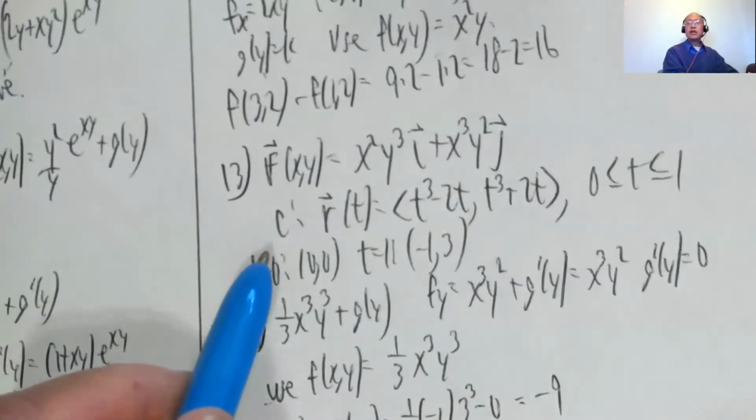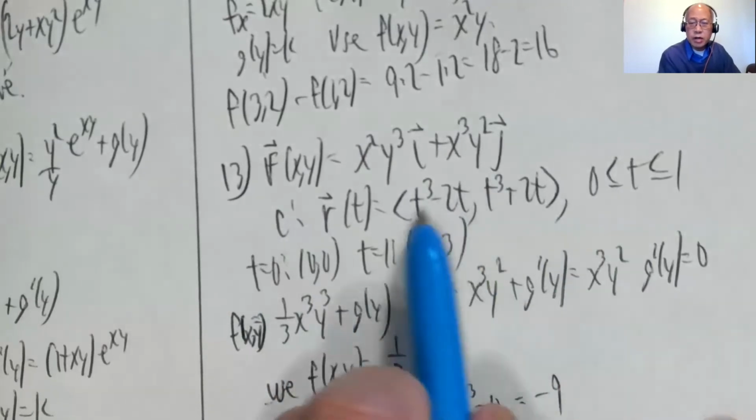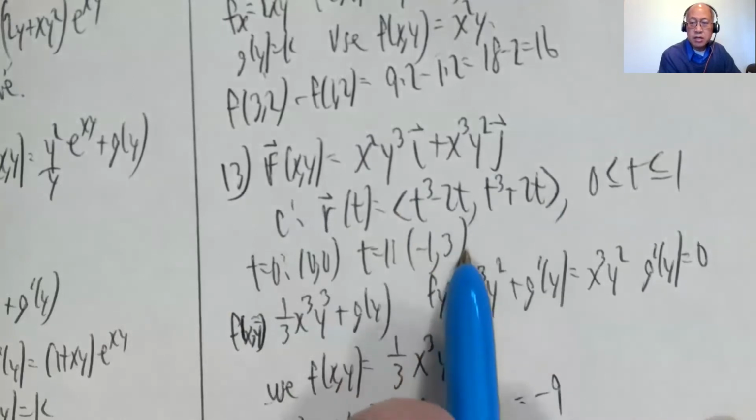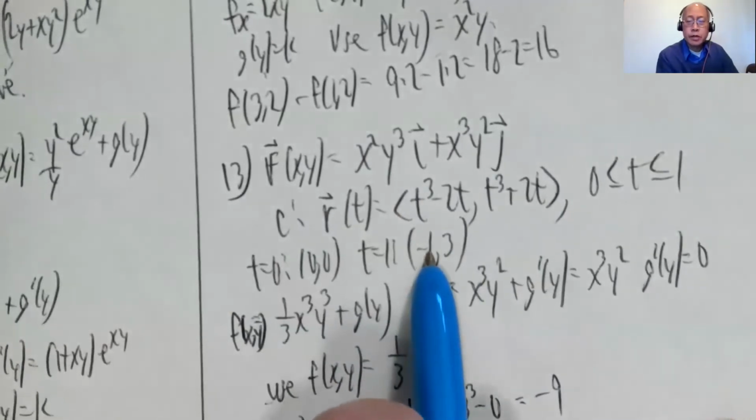Now, 13, I do need to know where I start. So I plug in 0, 0, 0. Plug in 1: 1 minus 2 is negative 1, and 1 plus 2 is 3. So I'm going from (0, 0) to (negative 1, 3).